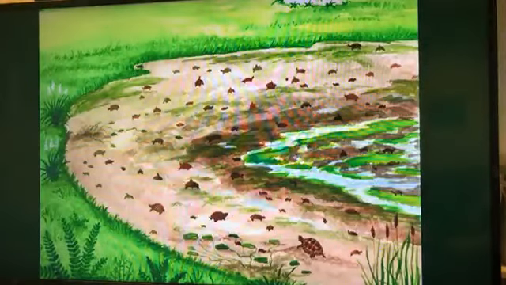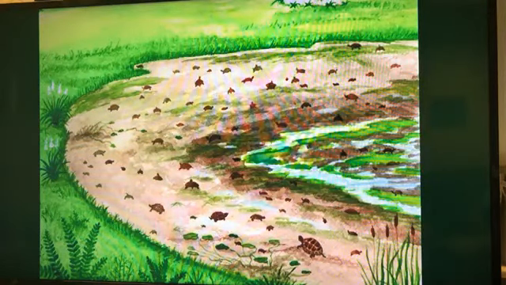So we're pretty well to the point of getting it completely dried out. After supper, we went down and looked at the pond, and the pond was crawling with turtles.